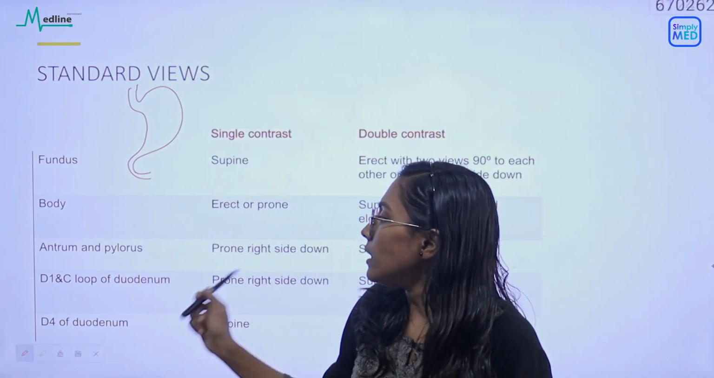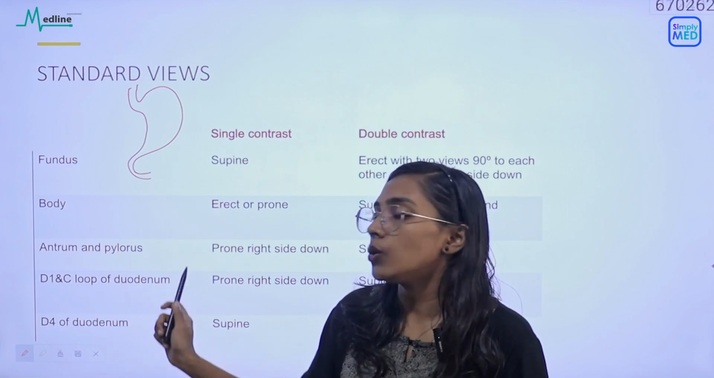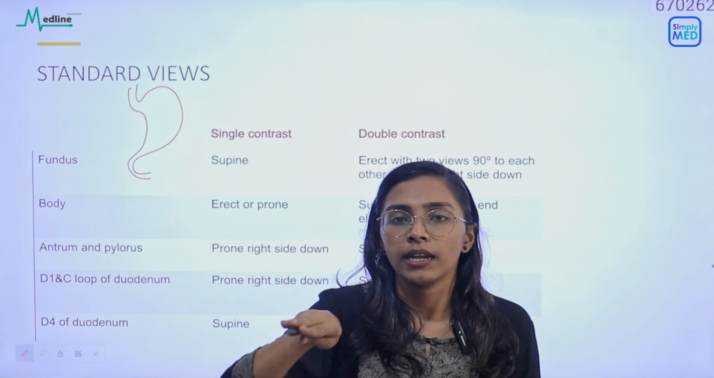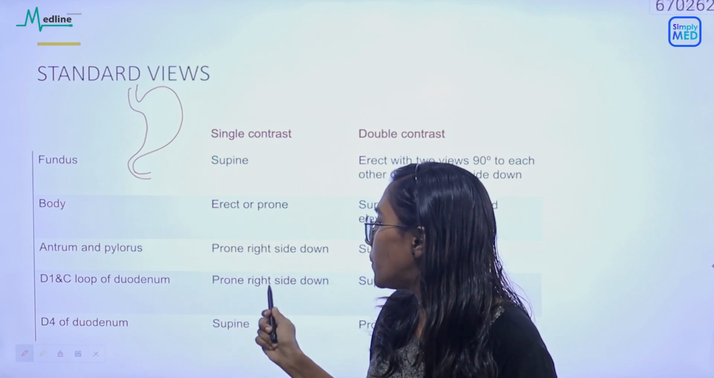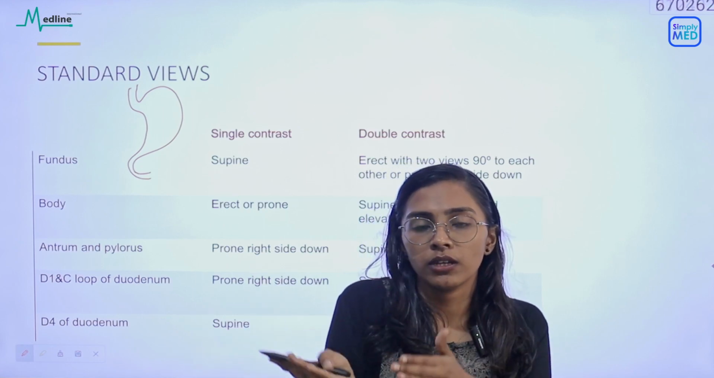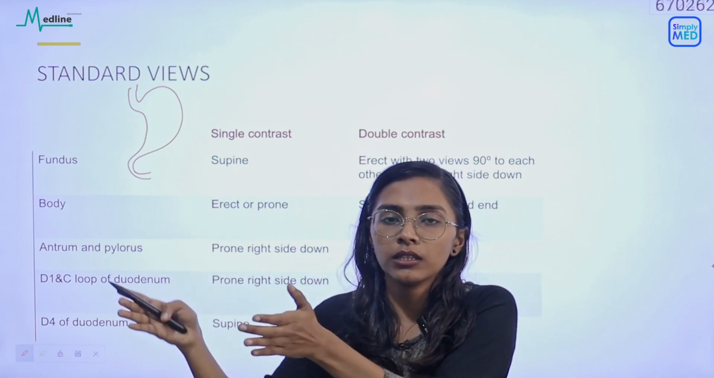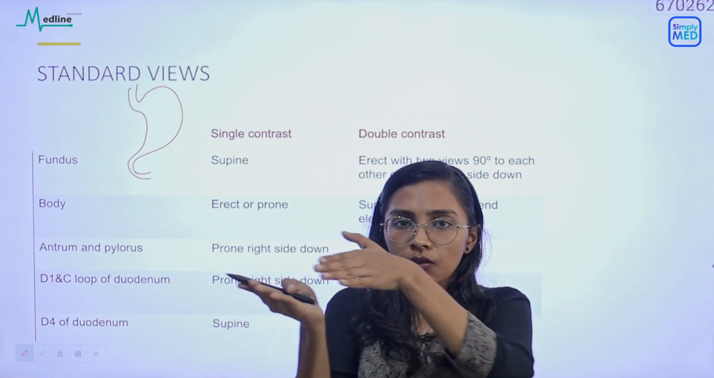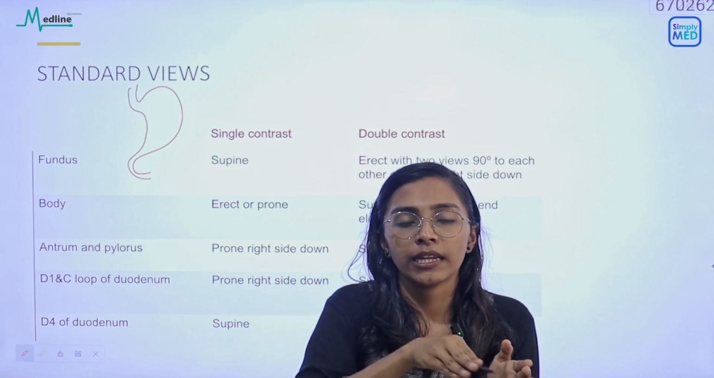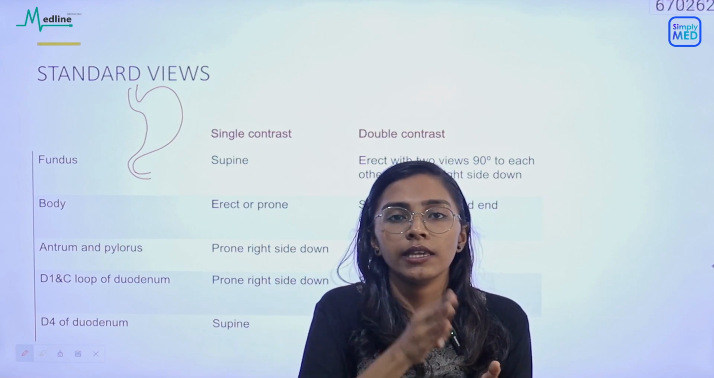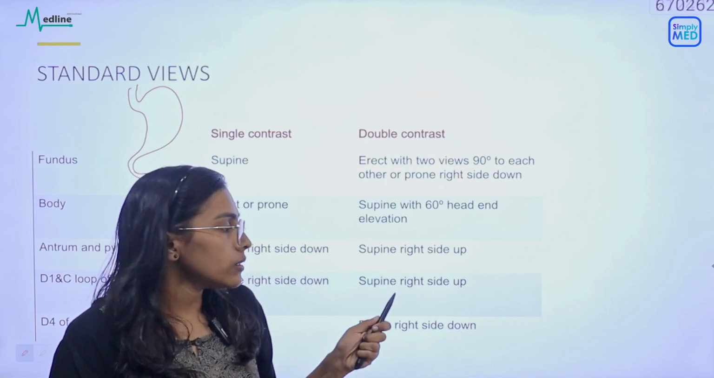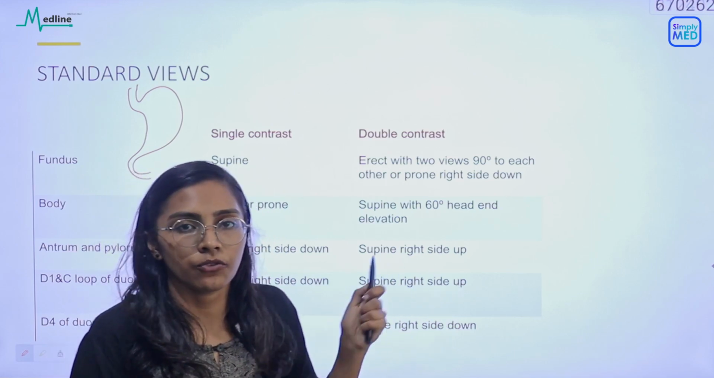Okay, then if you are looking for the duodenal part, that is first part of duodenum and that C loop, second and third part, then also we have to do a prone right side down position. Okay, so that the contrast will flow to the right side from the left fundus and parts, the contrast will flow down to the right direction, that is D1 C loop and all. Okay, now if we are doing a double contrast study, same supine right side up view also.